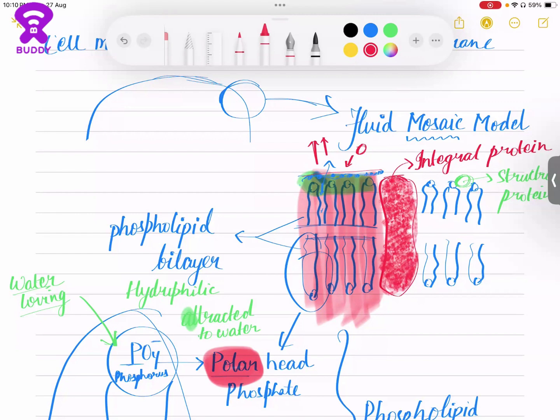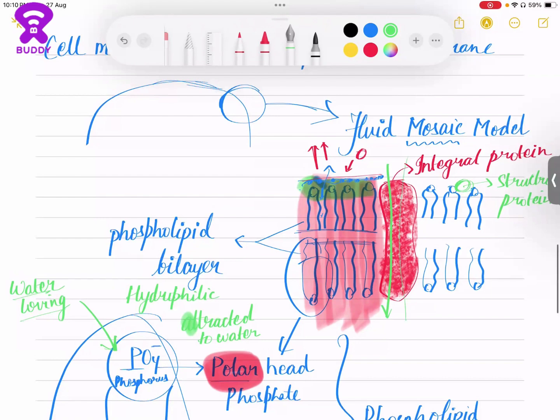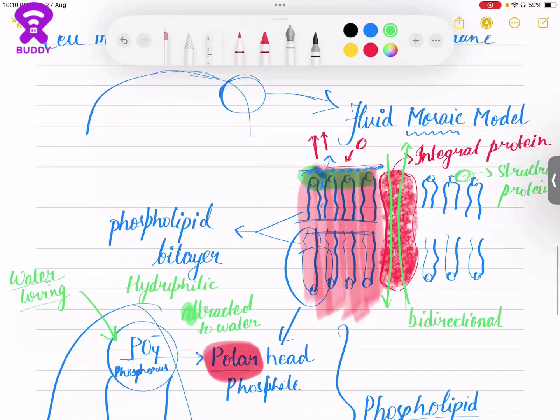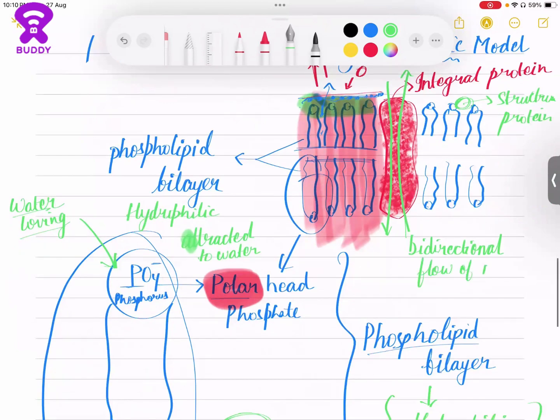Now, these integral proteins are going to transport your water molecules, your calcium ions, your mineral ions, all different types of things from outside to the inside and from inside to the outside. So you also have to remember this. There is bidirectional movement. We call it bidirectional movement, that the food and water will come inside and also move outside of the cell. So we call it bidirectional flow of nutrients. Got my point?